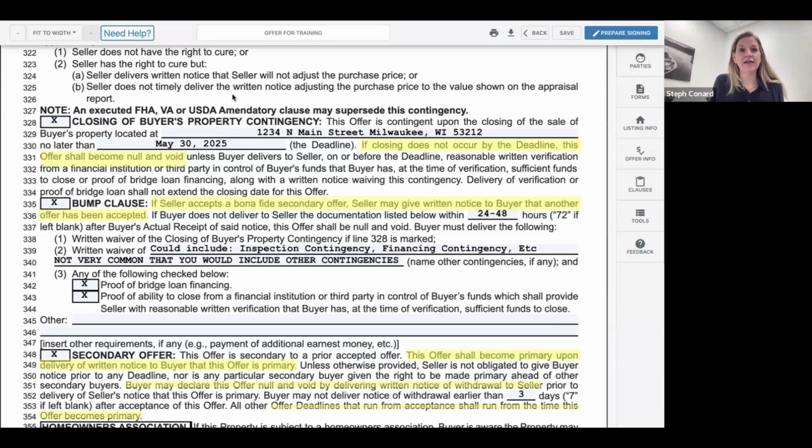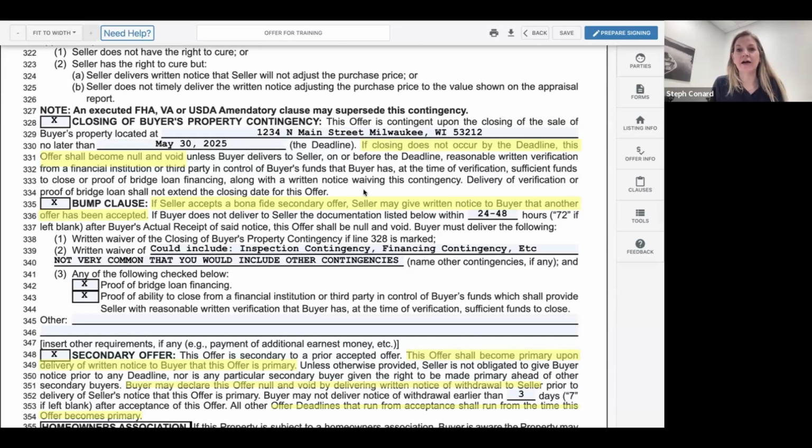You can change that. If this would be different than the closing date of the property that the buyer is intending to write on, then it would make sense that this would be maybe a couple days beforehand, maybe a week beforehand. But obviously this would never be after the closing date that you put in on the first page of the offer to purchase. So no later than, and then you'll identify the closing date.